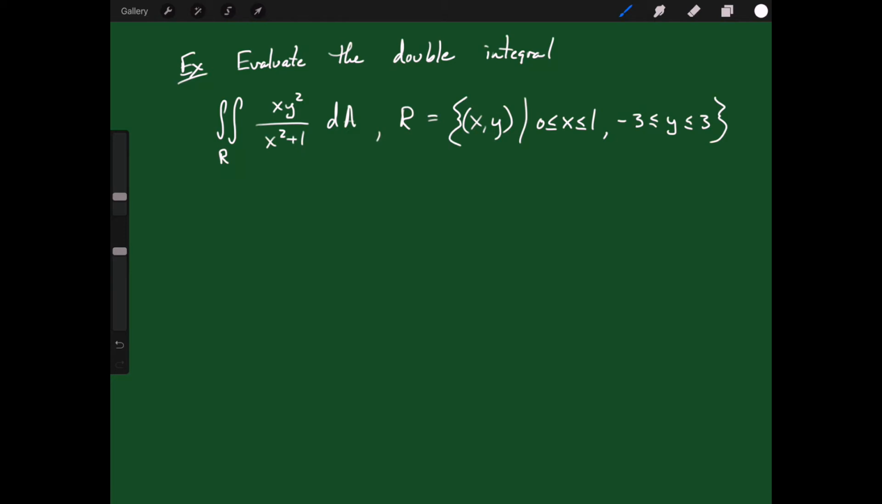We need to set this up, and it doesn't matter whether we integrate x first or y first. But when I look at this, I'd rather start by integrating in terms of y, because it's easier. So I put in x y squared divided by x squared plus 1. The inner integral gets the y bounds, from -3 to 3, and the outer integral gets the x bounds, from 0 to 1. Now this is all set up, and we can take the integral.